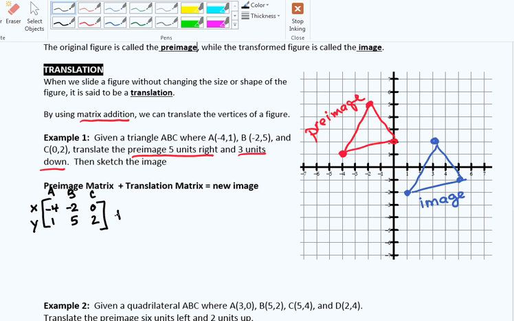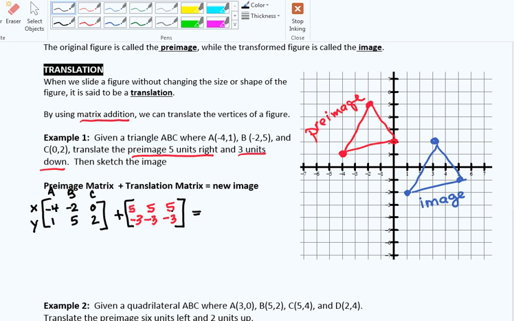And I can add to that. And remember, if you add, you have to have a matrix of the same size. So I want something that has 2 rows and 3 columns. I could actually put this change in there, 5 units right. So I would think, what do 5 units right do? Well, that would take my x value, and I would add 5 to each of those values. And 3 units down, I would want to subtract 3. That gives me my translation matrix, and this shows scooting it 5 units right and 3 units down.